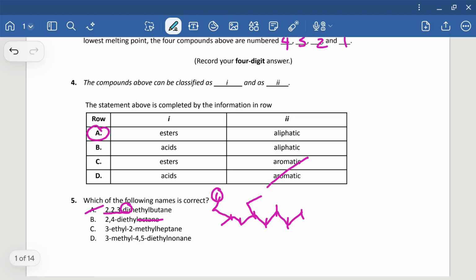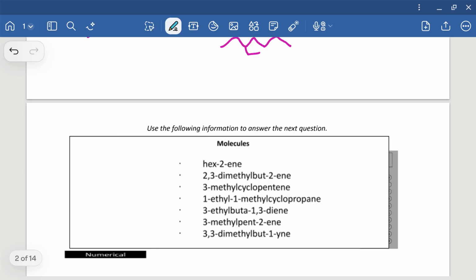If we draw out 5C, we have 3-ethyl 2-methyl heptane. So drawing that out, heptane, 7 carbons, 1, 2, 3, 4, 5, 6, 7. On carbon 3, you have an ethyl group, and on carbon 2, you have a methyl group. So I don't see any mistakes here. We can try the last one just to make sure, but the last one is the one that's wrong. So C is the right answer.